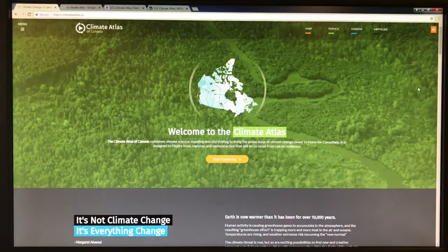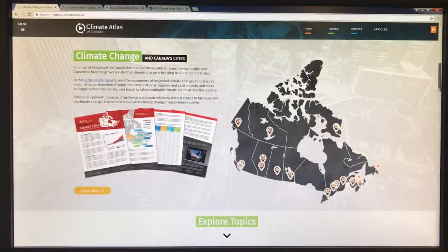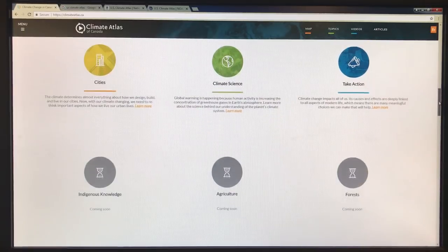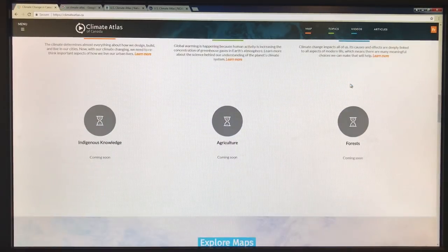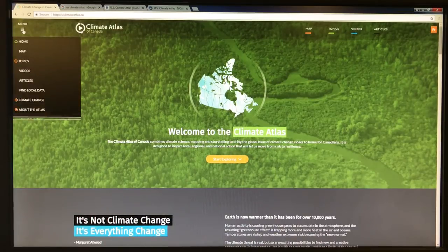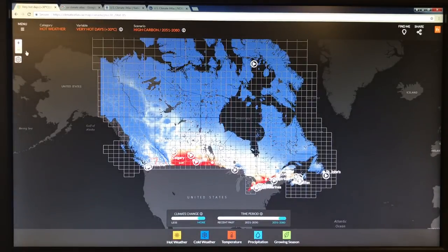Okay, so if you just Google Climate Atlas of Canada, or it's climateatlas.ca, then this is what you find. There's lots of information about climate change in different cities and climate science, what you can do to take action to deal with climate change, and there's other sections which are a work in progress. So let's get right into the maps here. If you go Menu and Maps, then here's what you get basically.